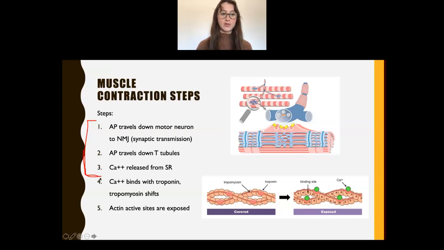And then at number 4, we start the mechanical part. So once calcium is released from the sarcoplasmic reticulum because it was stimulated to by the action potential that traveled down the T tubules, that calcium is going to bind with troponin, which is on top of tropomyosin. So once calcium binds to troponin, it allows tropomyosin to shift, which exposes actin active sites, as you can see in this schematic down here.